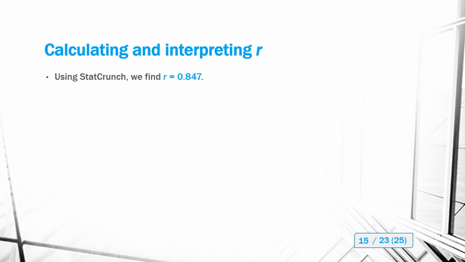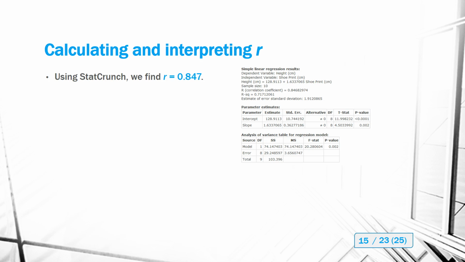So now we're actually going to use the software. We're going to use StatCrunch to calculate our R value. And when we do, we find that R is 0.847. Here's the results window that comes out when you do the calculation, and notice that the R value is listed up here near the top. Notice also that StatCrunch uses the more common convention of using a capital letter R to represent the linear correlation coefficient.